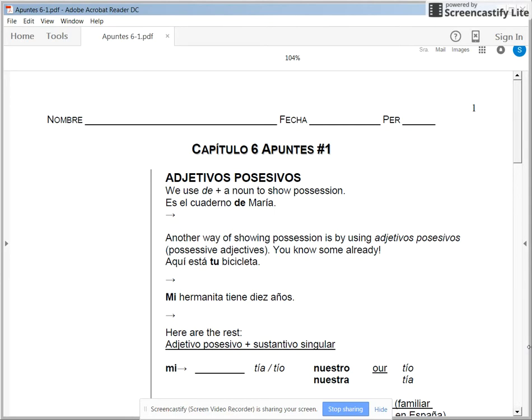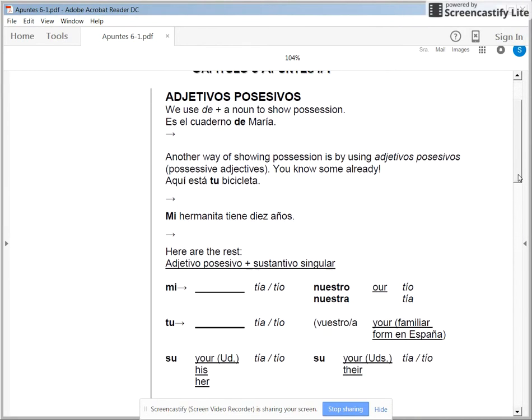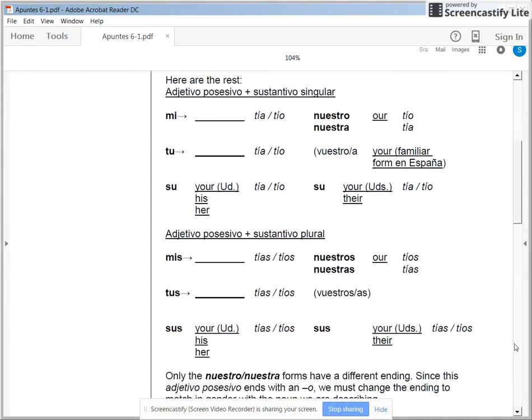Tu is in bold print, being one of our possessive adjectives. Next sentence. Mi hermanita tiene 10 años should translate to, my little sister is 10 years old. Notice the bold print mi, because she's my little sister, as well as in the example above, your bike. So here are the rest of the adjetivos posesivos. Now, because they are adjectives, they do have to match gender and number with what it is that we're describing. Most of them don't really matter the gender so much because they don't end in an O, except for the our form. So going through, here are the singular ones, or when we're describing a singular noun, sustantivo singular.